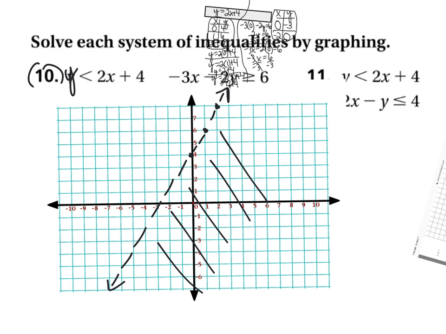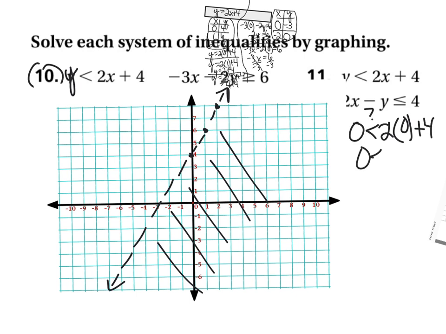So if we try 0, 0, I don't have a whole lot of space doing all this on one page here, but if you try 0, 0 with that first inequality, basically we'll end up with 0 is less than 4. 0 is less than 4, that's true. So we would shade on the side that 0, 0 is, which is where we said we were going to shade.